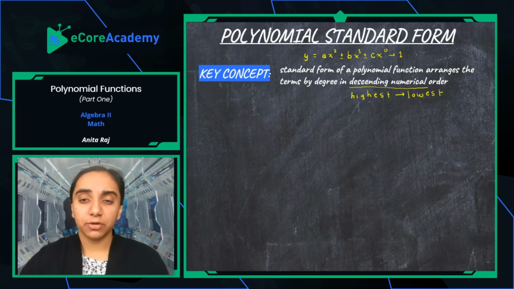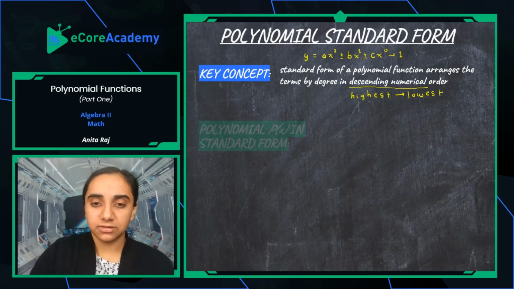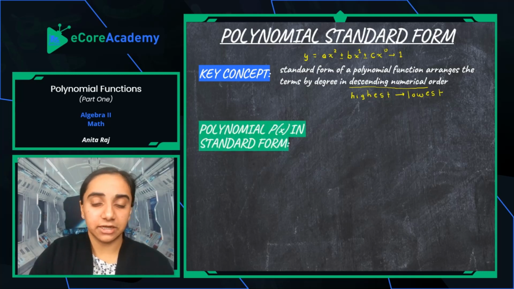That's why proper quadratic standard form is written as ax squared, where you put your x squared term first, then you put your linear term, which is your x to the power 1 term, and then you put your constant last. So let's apply this to a polynomial, p of x in standard form.